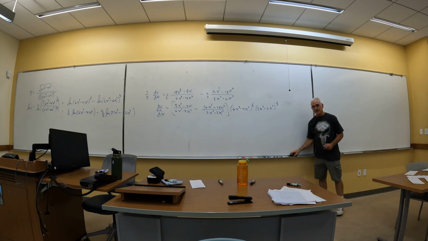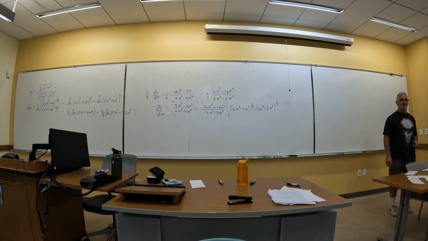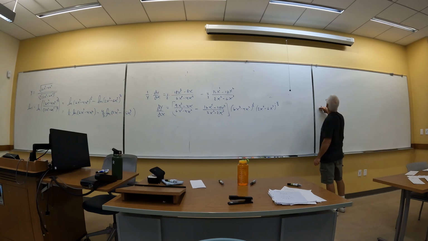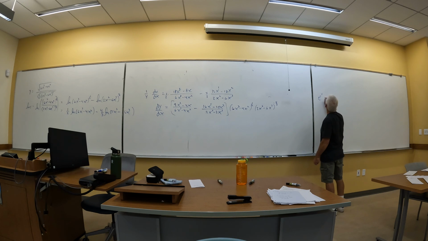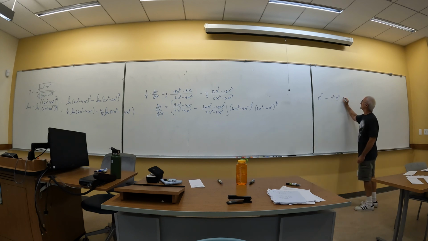Last day we did some implicit differentiation problems involving exponentials and things, and it could get kind of hairy at times. So what if we have something like this? I've got, how about e to the y minus y squared e to the x, I don't know, equals, how about 3?